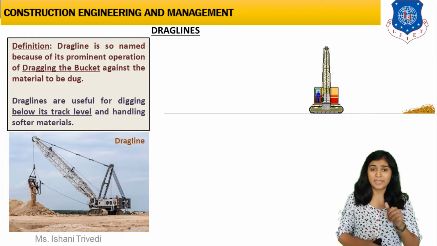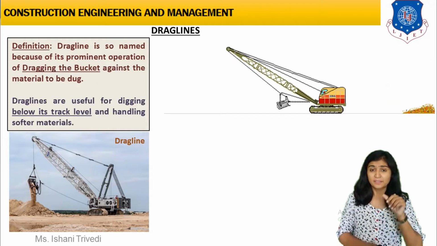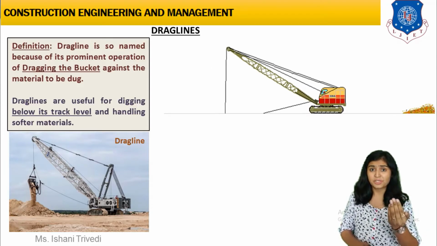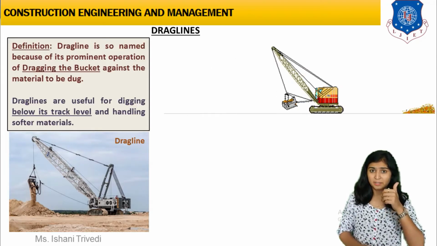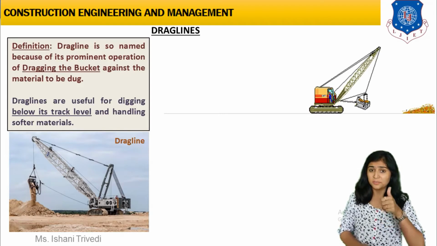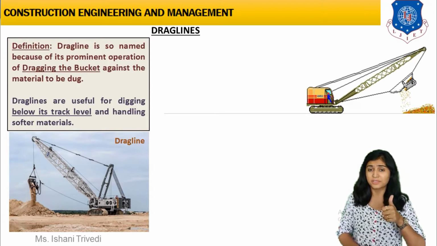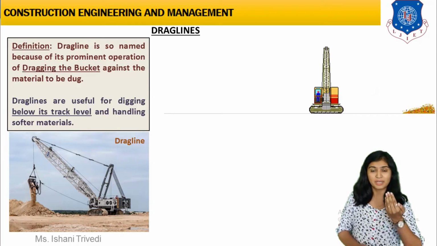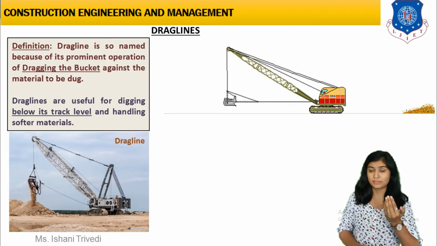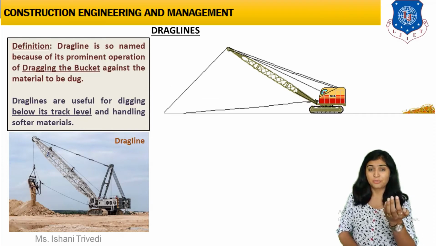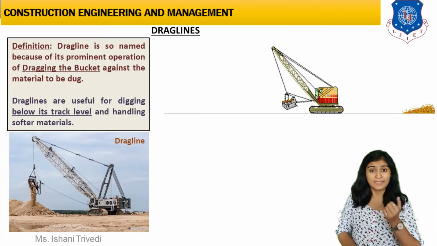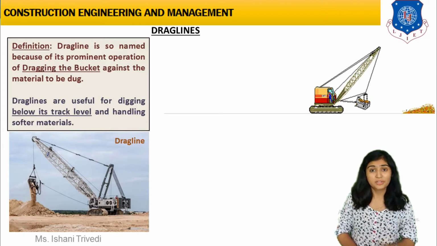So here, the name is drag line, right? The name itself says drag, meaning you are going to drag the bucket. The mechanism of performing with the help of a drag line is such that you are going to drag your bucket against the soil which is to be dug. You are going to drag your bucket in a horizontal position. You can see it right in front of you. It is running in the video clip as well.